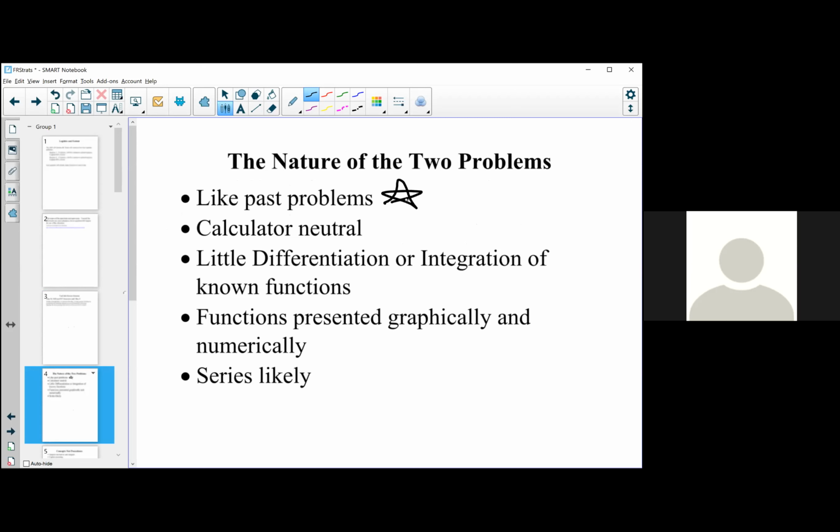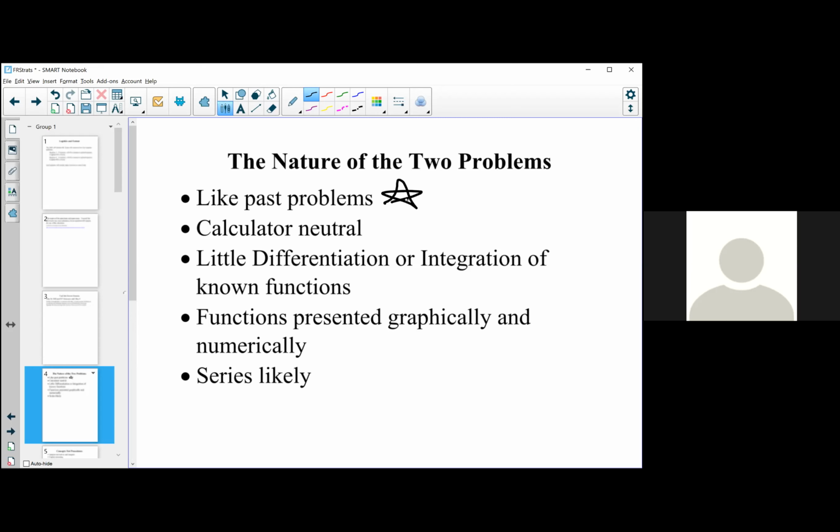As I mentioned, they will be calculator neutral. There will be little, if any, problems that will require you to find derivatives or antiderivatives of known functions. By known functions, I mean functions like x squared over 1 plus x cubed, or the sine of e to the 3x, things like that. You're not going to be asked to differentiate or integrate functions like that.